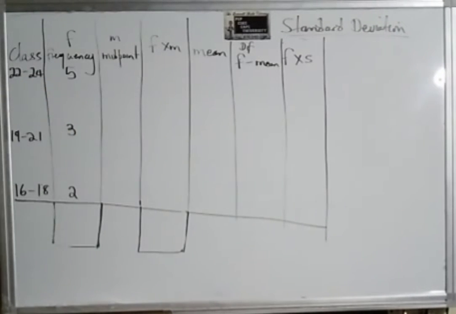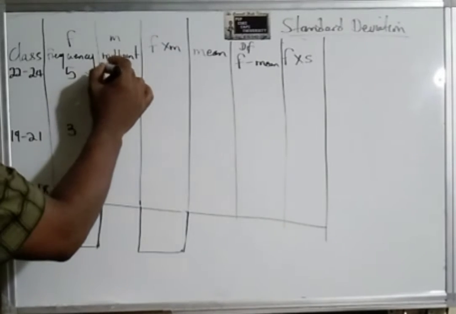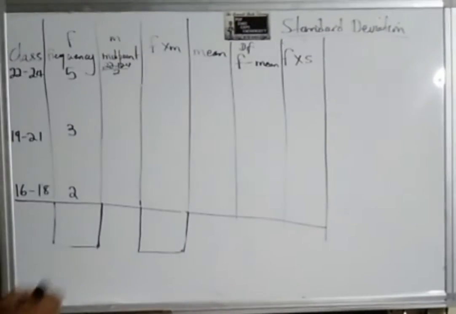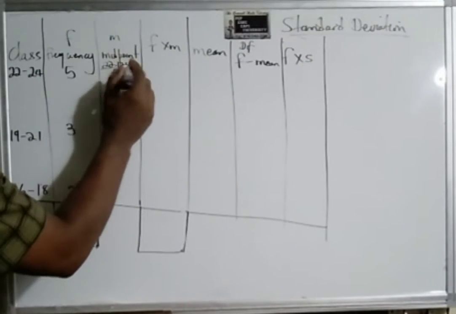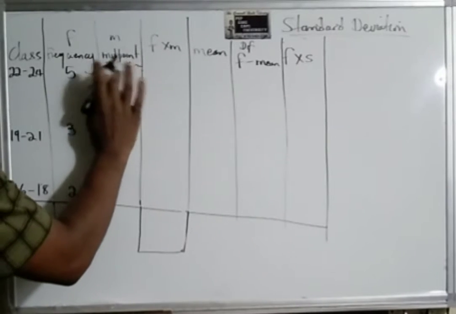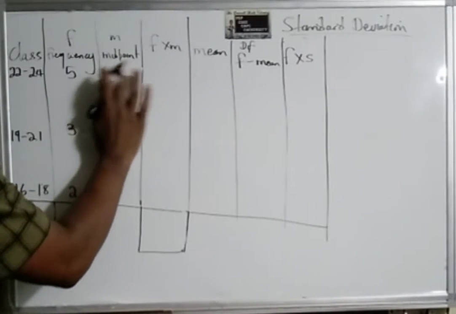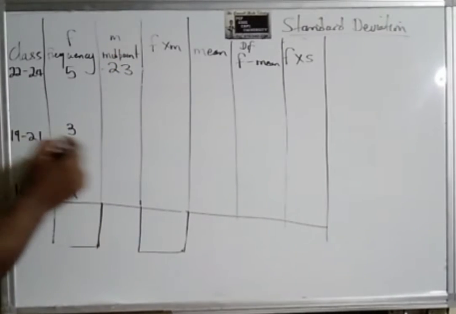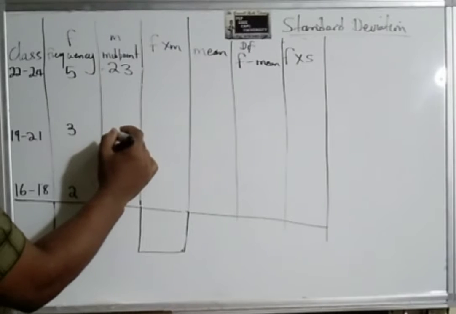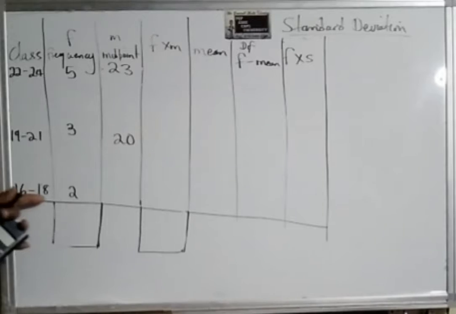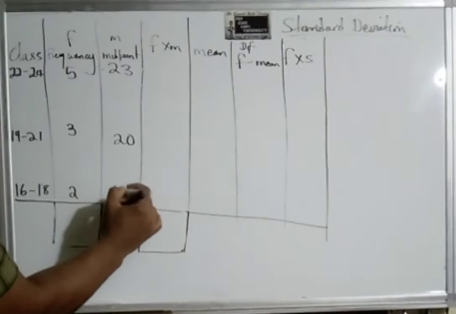So in this case it's 22 to 24. So the midpoint would be 22 plus 24 and you divide by 2, right? So right there we see it's 23. Just will show you how to find it. Now this would be 20, obviously. And the midpoint of 16 and 18 would be 17.